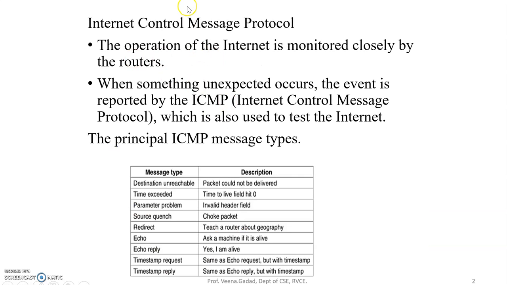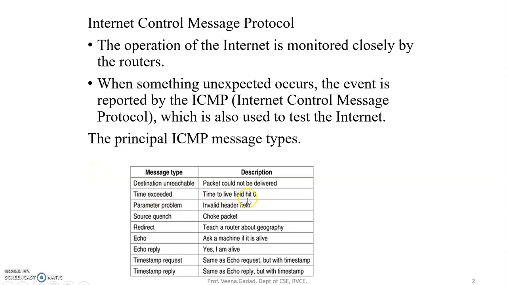ICMP. This particular protocol is used to monitor the health of the network. It's basically the exchange of messages between the routers. So when something unexpected occurs, the event is reported by ICMP, and the protocol is also used to test the internet. Few of the message types have been listed over here, like destination unreachable. This message is sent when a packet could not be delivered to the appropriate destination, either because the destination is not there or some link between the source and the destination is broken. In that case, this particular message is sent back to the sender.